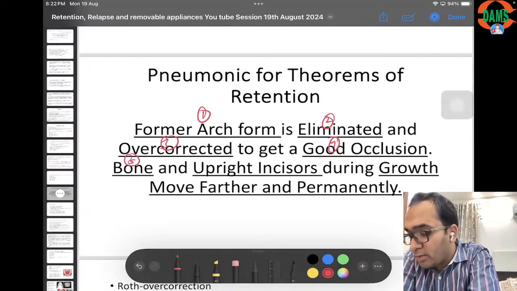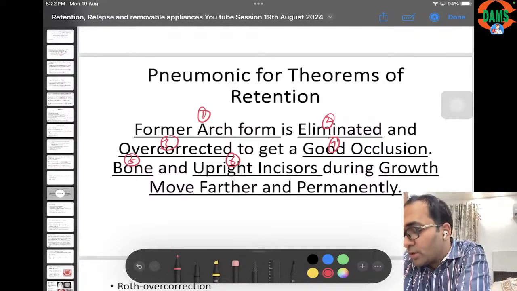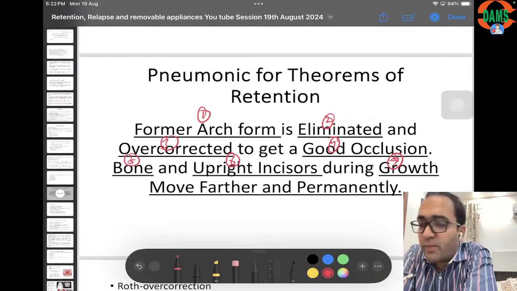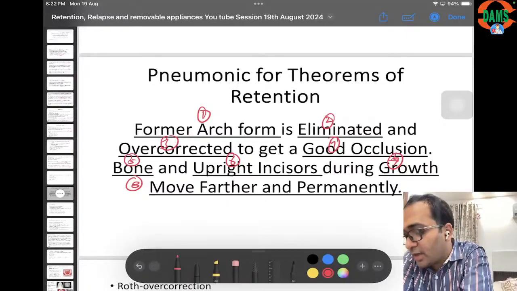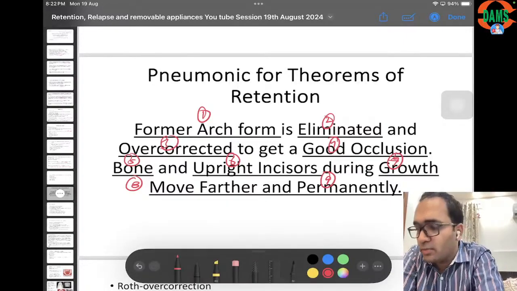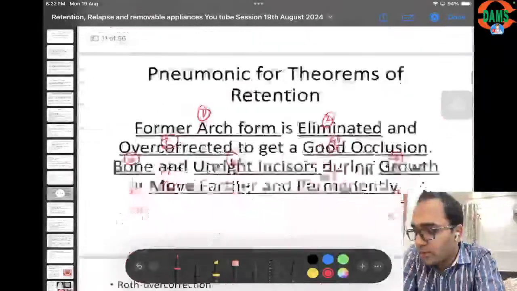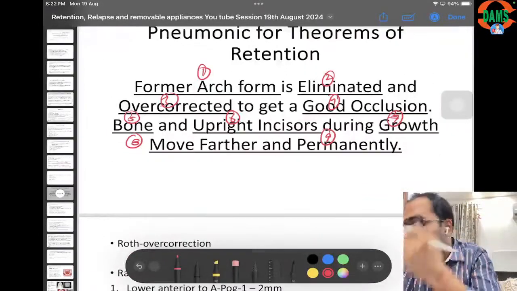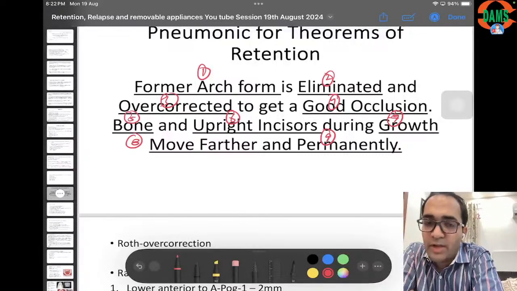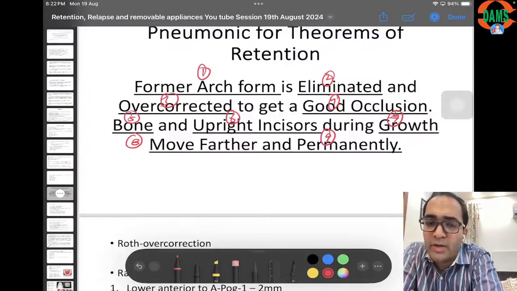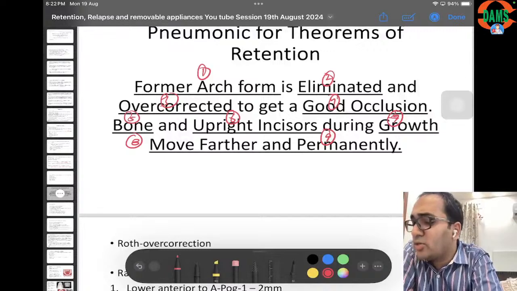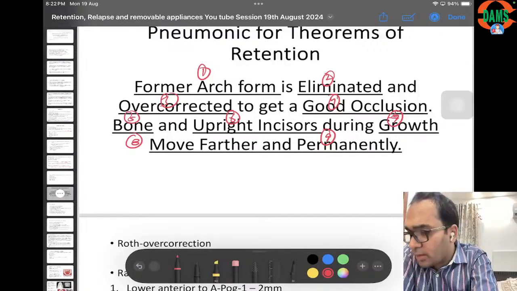Bone, upright incisors over during growth period: the treatment carried out during growth has more retention, less likely to have relapse. The teeth which have been moved further, that is the overcorrection, and certain teeth require permanent retention. That is permanent. We cannot alter the intercanine and the intermolar width. This mnemonic is for helping you remember Riedel's 9 theorems to answer in your exams.